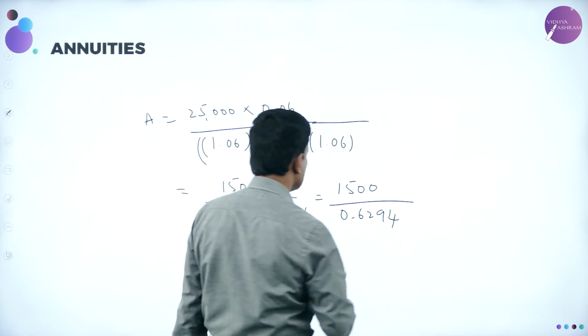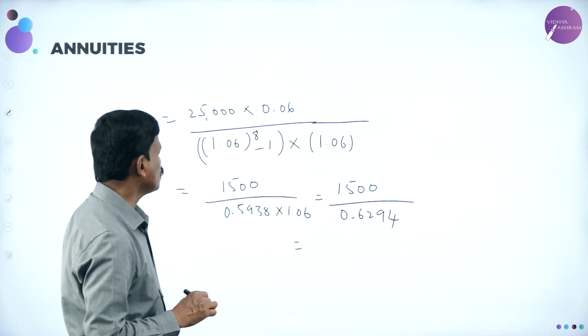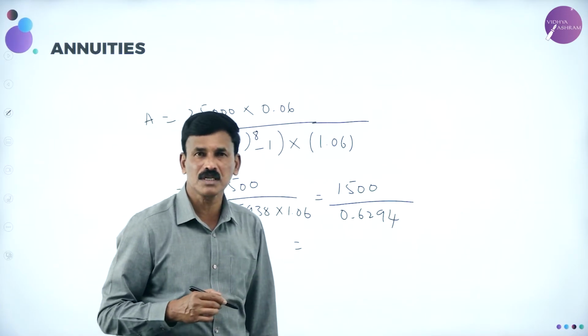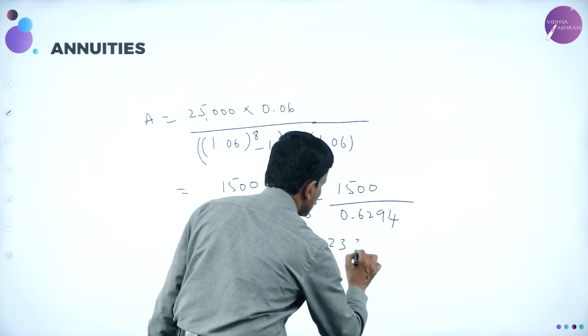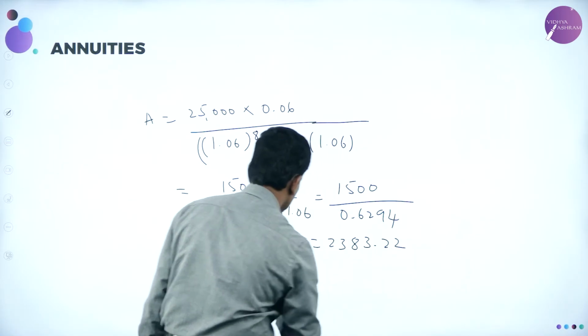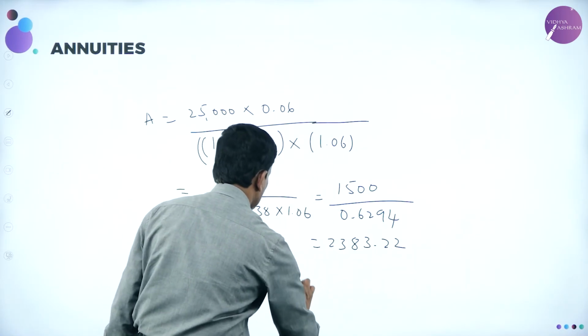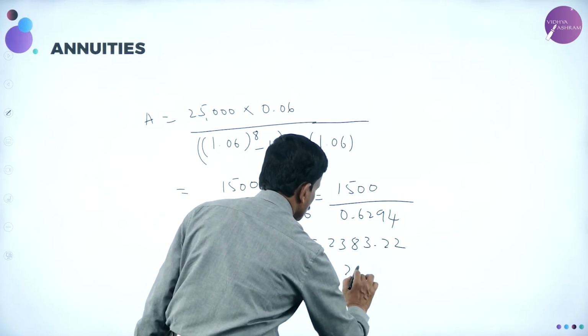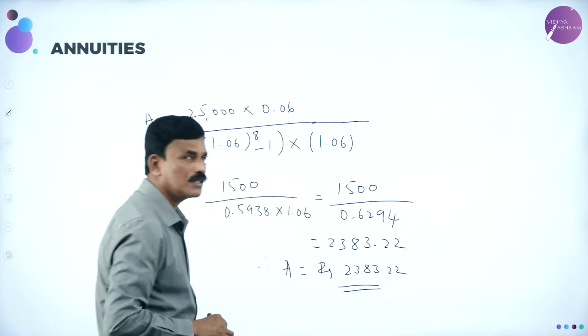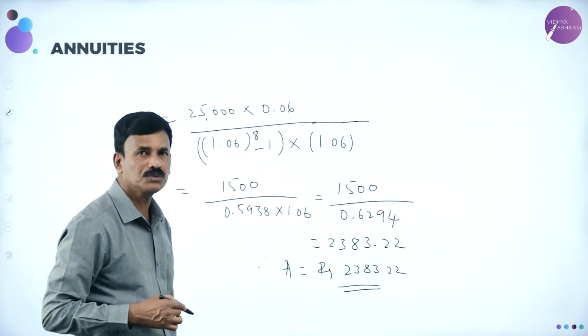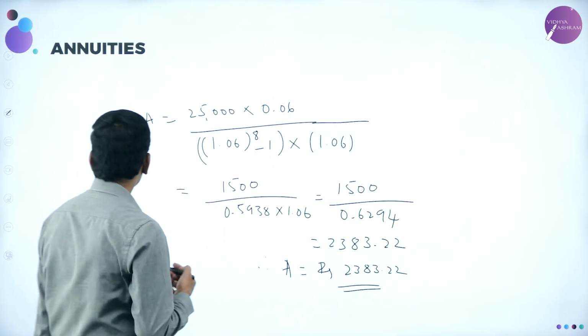Now divide this. 1500 divided by 0.6294 is approximately equal to 2383.22. So therefore the required amount A is equal to rupees 2383.22. That's all. This is the required amount, the 2383.22. Now let's move on to the next problem.